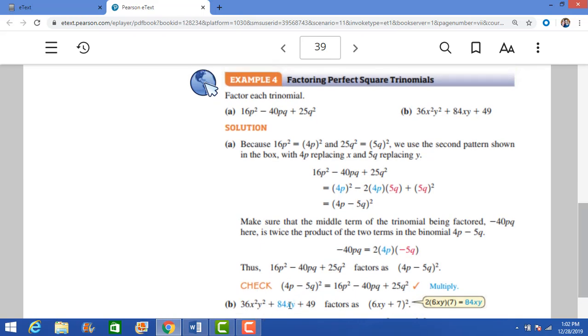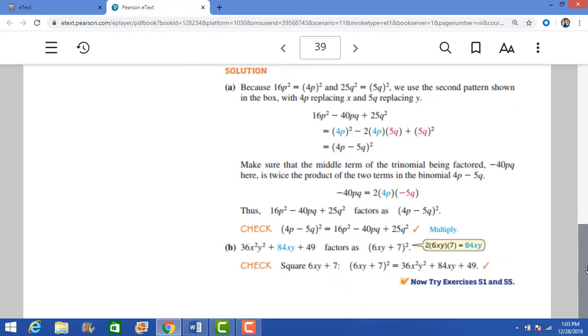Okay, now here, look at this. Now we notice that, again, this is a perfect square. This is going to be 6, and this is going to be xy. So this is 6xy quantity squared. This is also a perfect square of 7. Now if we take 7 times 6xy, what do you get? Well, 6 times 7 is 42xy. So you get 42xy. Well, this is double that. And so we know that this is the factored form. Okay. Again, try these exercises for practice.